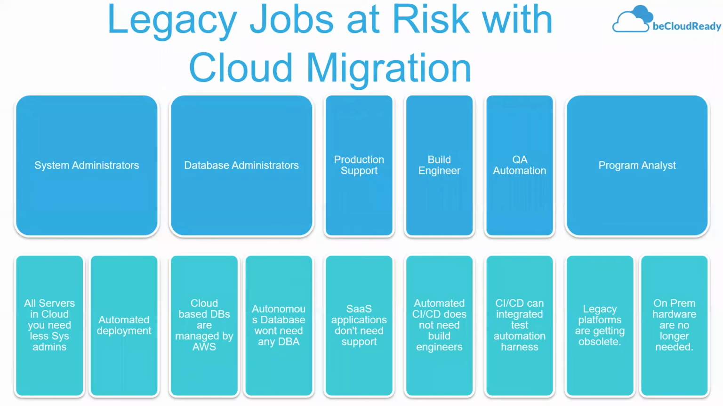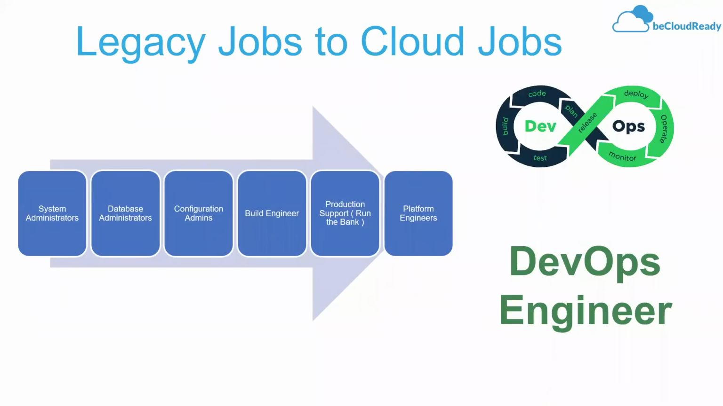The reason is simple: if you do not have your on-prem system, you don't need them. Like if you don't live in a house, a lot of expenses are gone. So all these jobs are going away slowly, sooner or later. If you go to the next one, basically all these jobs will eventually transform to become a DevOps engineer.